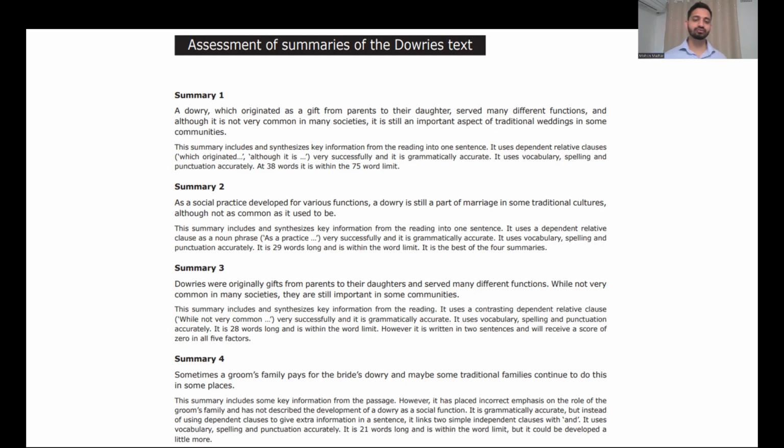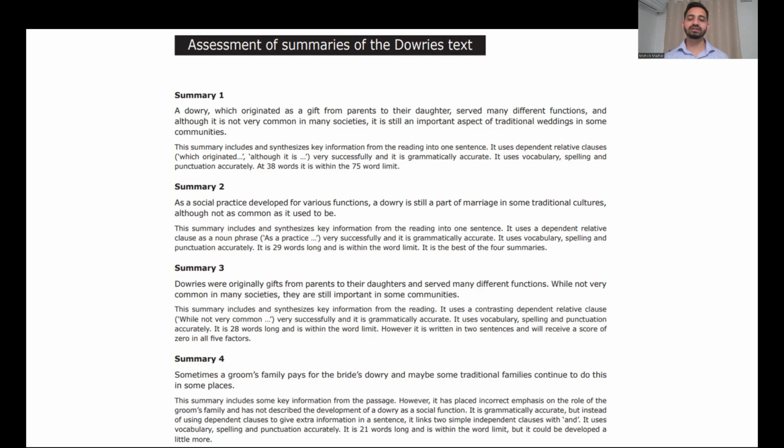Sometimes a groom's family pays for the bride's dowry. That's one independent clause. And maybe some traditional families continue to do this in some places. That's also an independent clause. So it uses vocabulary, spelling, and punctuation accurately. It is 21 words long and is within the word limit, but it could be developed a little more.